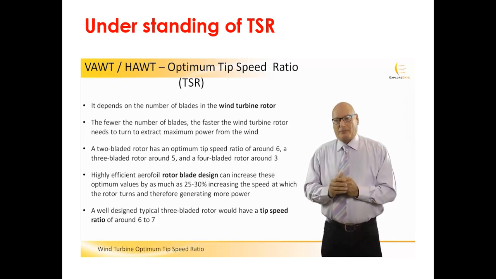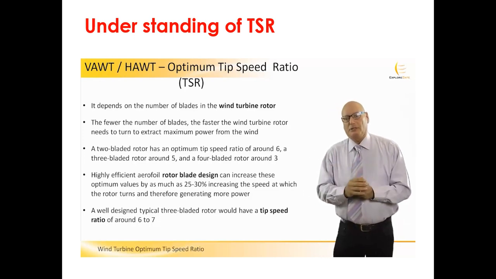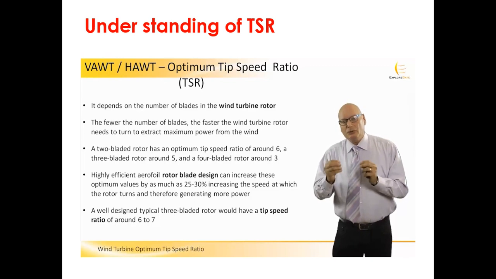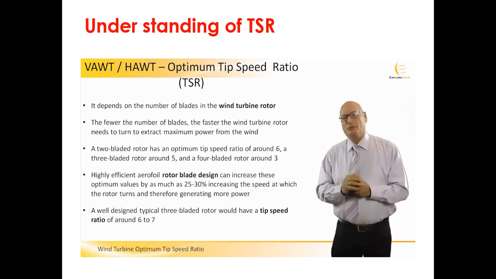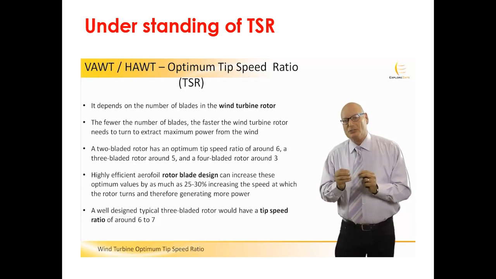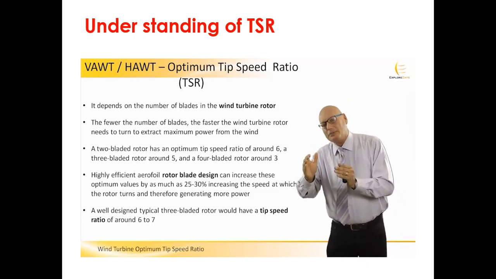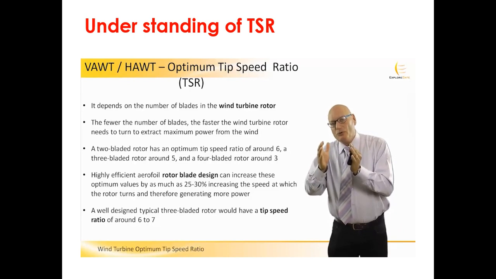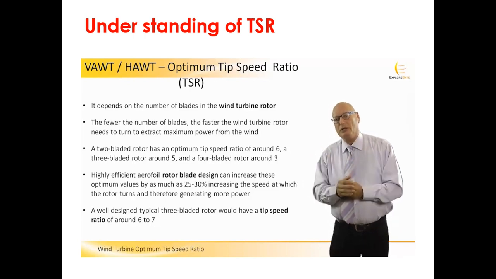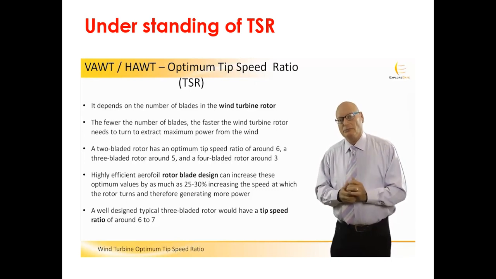Now, if we design the rotor blade efficiently, we can increase these optimum values by as much as 25 to 30%. And a well-designed typical three-blade rotor would have a tip speed ratio of around 6 to 7. 6 to 7, perhaps going all the way up to 8, is the best range of TSR that a turbine would like to have.